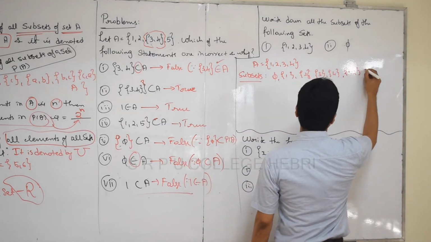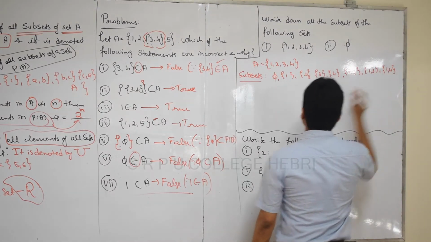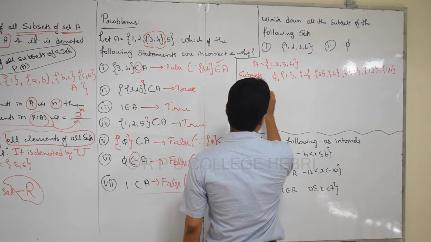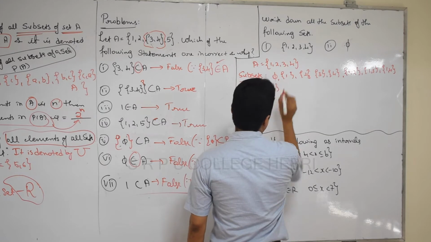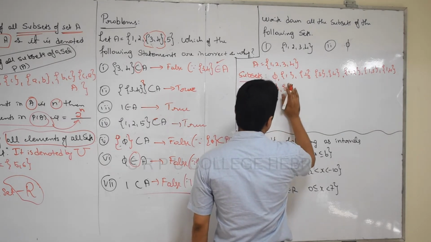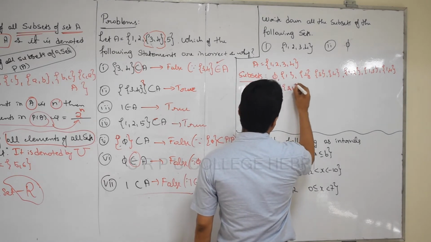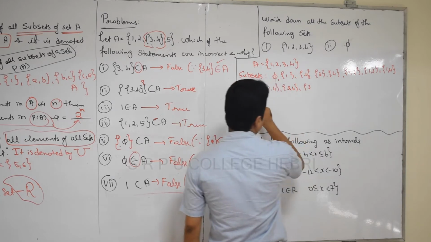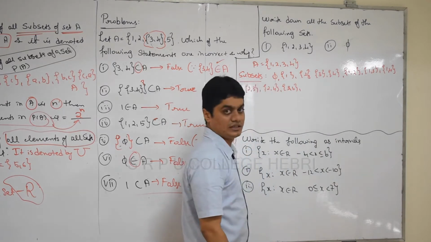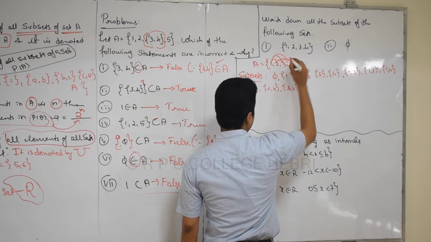Next, 2-element sets. {1, 2}, {1, 3}, {1, 4}. Then the ones with 1 are done. Next, 2, 1 is not needed; {2, 3}, {2, 4}. Next, 3 in the start: 3, 1 and 3, 2 are already done, so {3, 4}. So these are the 2-element sets: {1, 2}, {1, 3}, {1, 4}, {2, 3}, {2, 4}, {3, 4}.